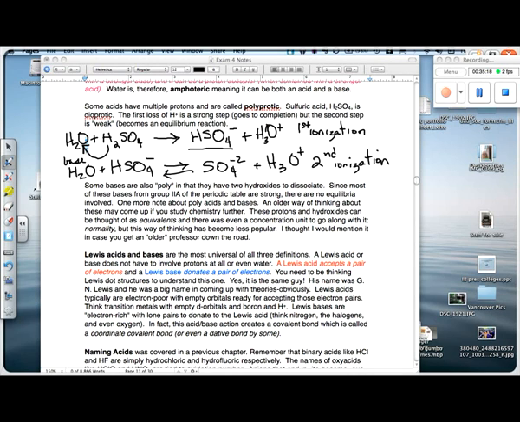All right, some bases are also poly in that they have two hydroxides to dissociate. Now, this will come in later when we talk about pH. So if I have calcium hydroxide, when it is dissolved in water, I get a calcium ion and two hydroxides. All right, now we've encountered this idea of stoichiometry when things are dissolved before. And so I wanted to remind you of that here.